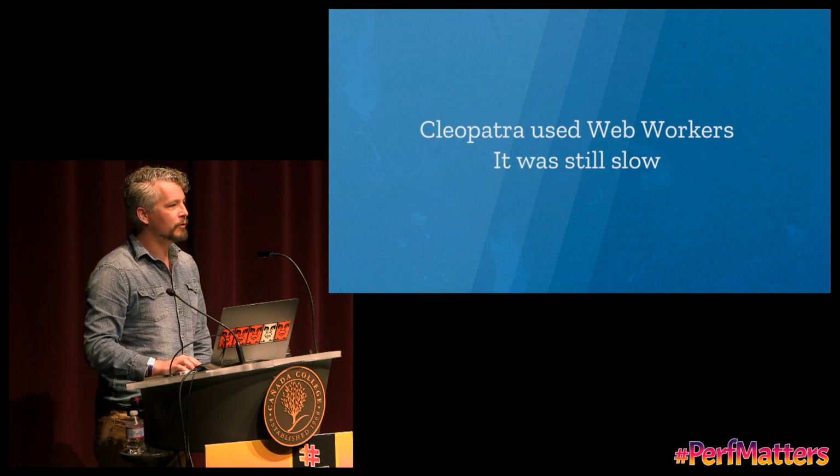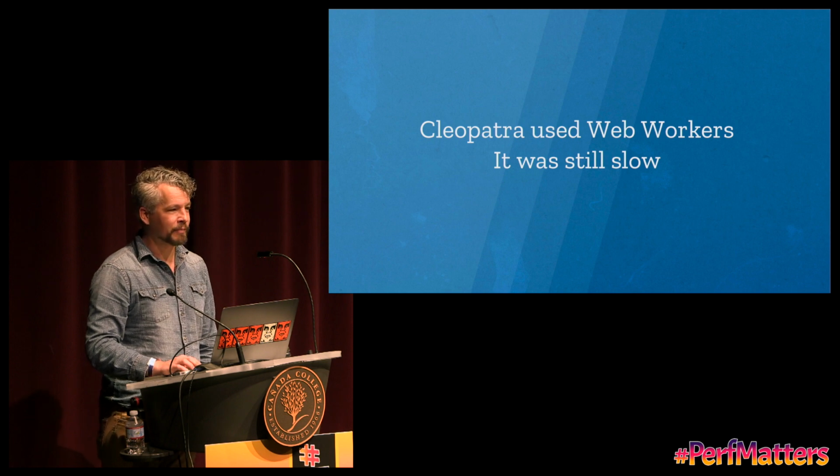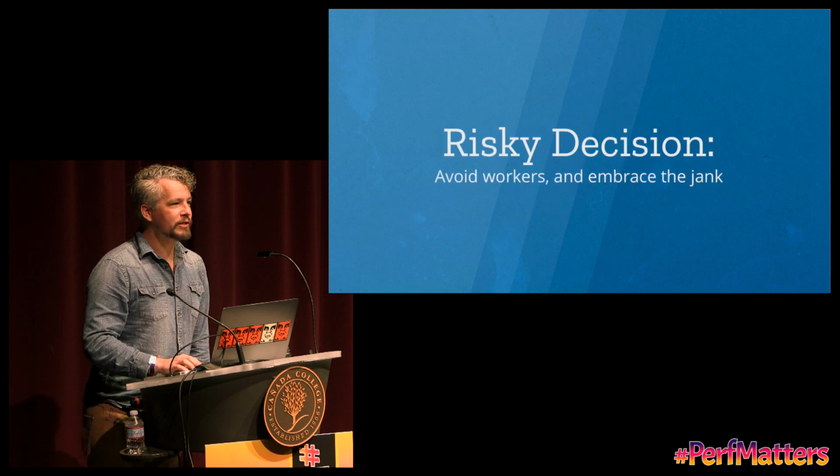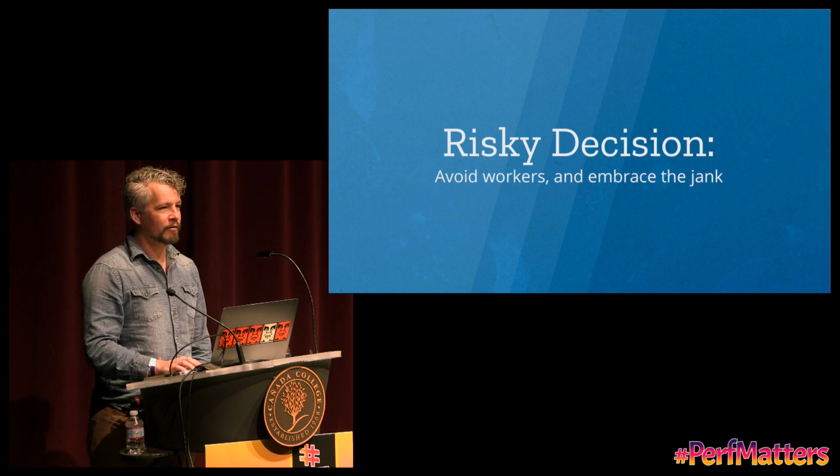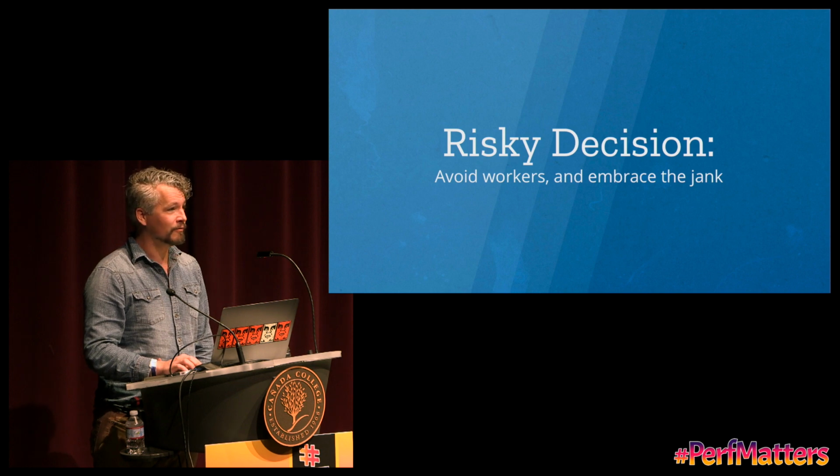So again, Cleopatra was the original performance tool. It used web workers. And so there's this idea that you can spin up a web worker, throw arbitrary work at it, forget about it, and you get your result back and everything's fast. In this case, it was still slow. You load it up, and you get this nice little spinner that you can sit and watch, but it would still take a long time to get the results of what was going on. So one risky decision that we took with the profiler front end, that I was kind of hesitant about and I got some pushback on, was just to completely avoid web workers for most cases. And really just embrace the jank.